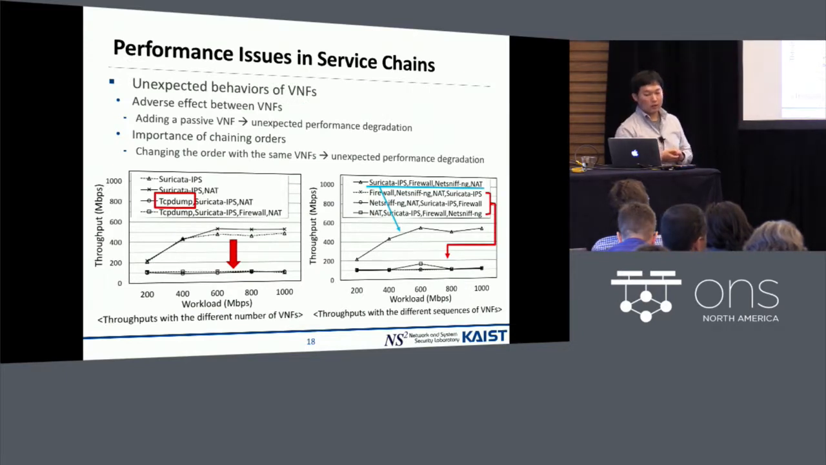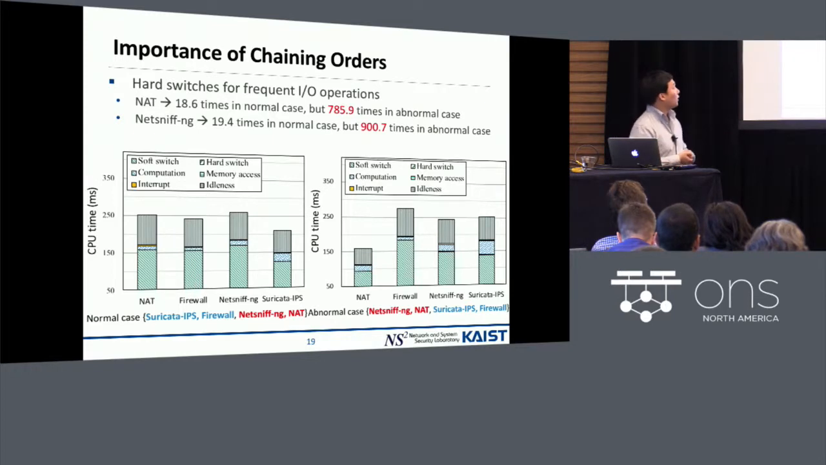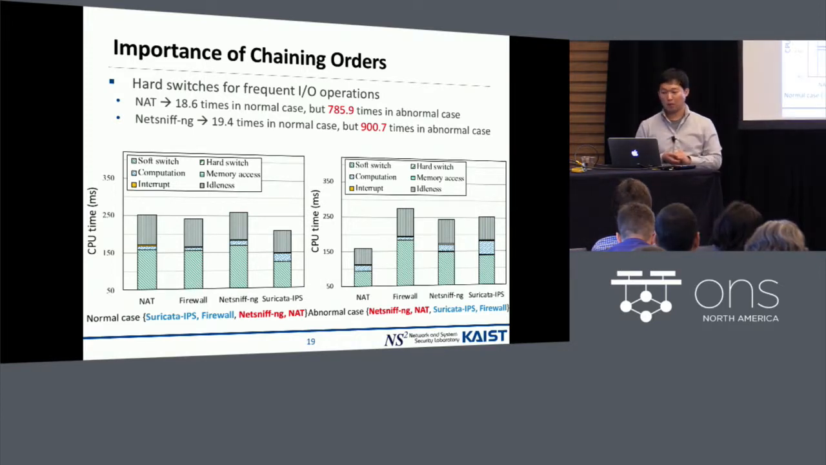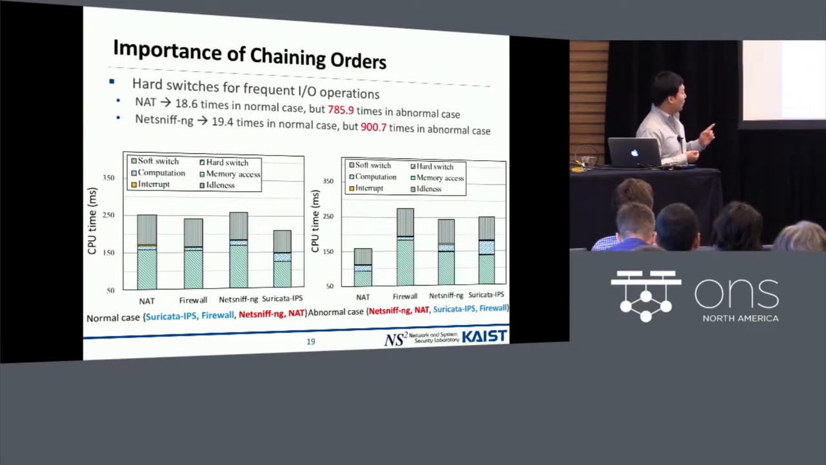And next, I'd like to explain the second case. In this case, the behavior of the first VNF is important to determine the reasons of performance issues. First, when we deploy NAT and NOT first, the number of I/O requests significantly increased compared to the case that they come later.